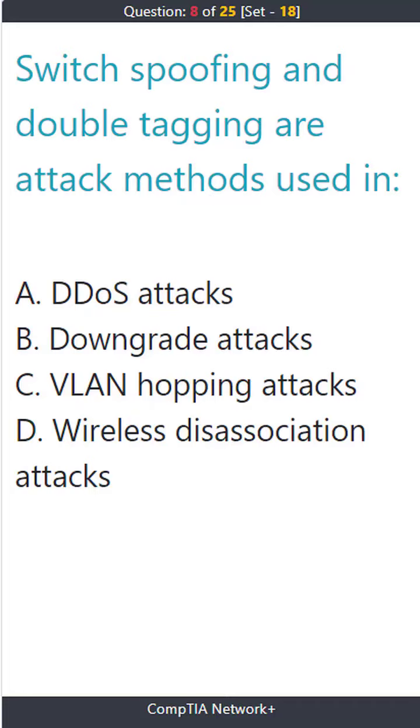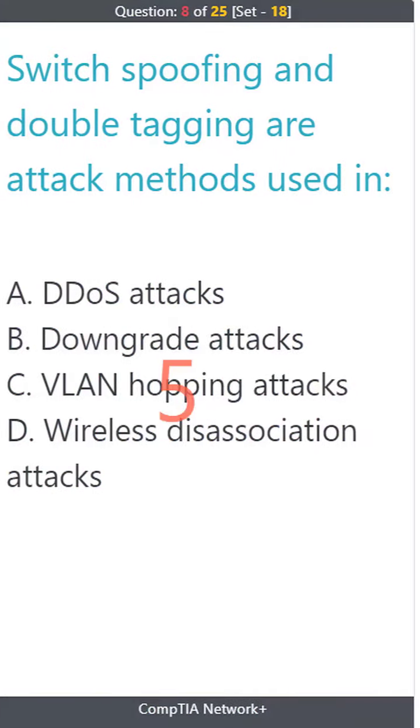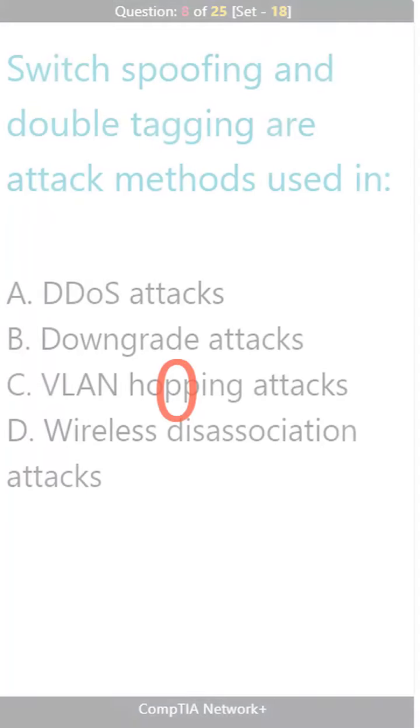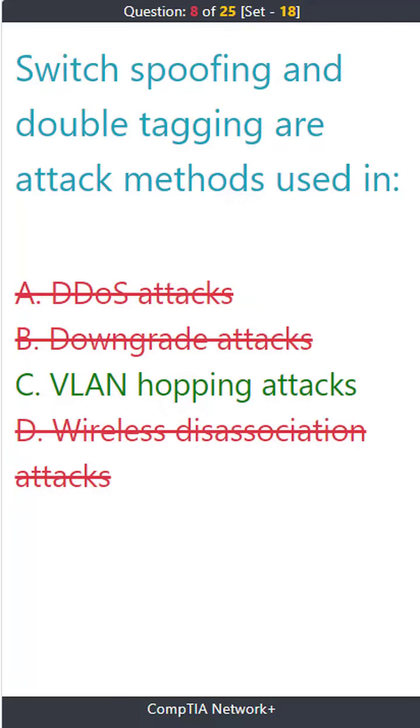Question 8. Switch spoofing and double tagging are attack methods used in: A. DDoS attacks. B. Downgrade attacks. C. VLAN hopping attacks. D. Wireless disassociation attacks. The correct answer is C. VLAN hopping attacks.